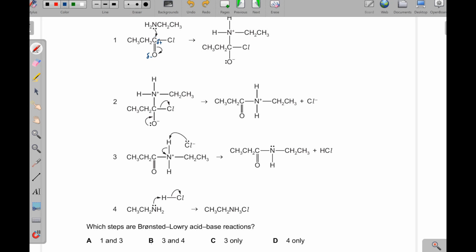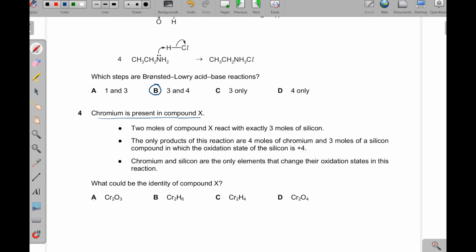So that simply implies that we are having 3 and 4, and that means our answer is B. Question 4. Chromium is present in compound X. 2 moles of compound X react with exactly 3 moles of silicon. The only products of this reaction are 4 moles of chromium and 3 moles of silicon compound, in which the oxidation state of the silicon is 4.